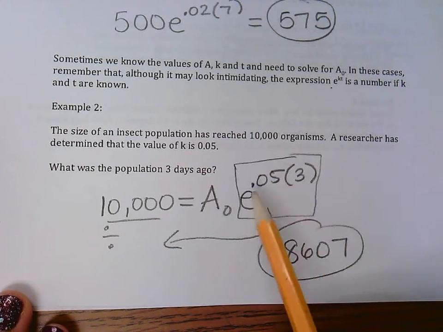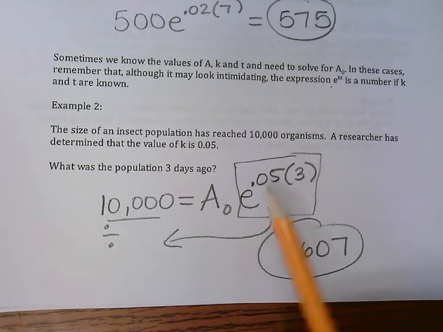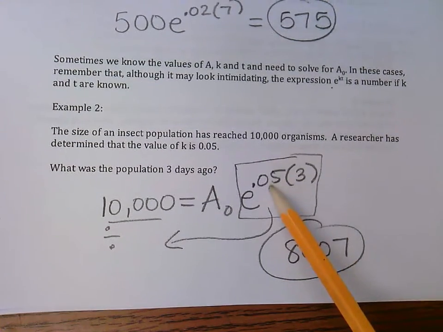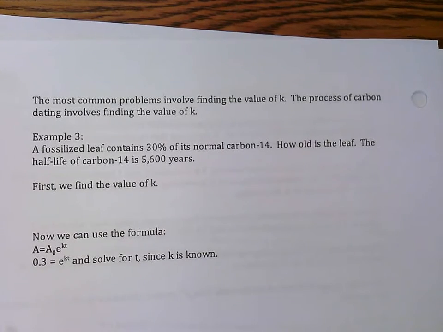As a scientist, they have to solve for k. They don't know the growth rate in China versus the United States versus in a monkey population versus in the insect population in the desert. So it's important as a scientist to be able to solve for k. So here's where logs come in. The most common problems involve finding the value of k. The process of carbon dating involves finding the value of k.